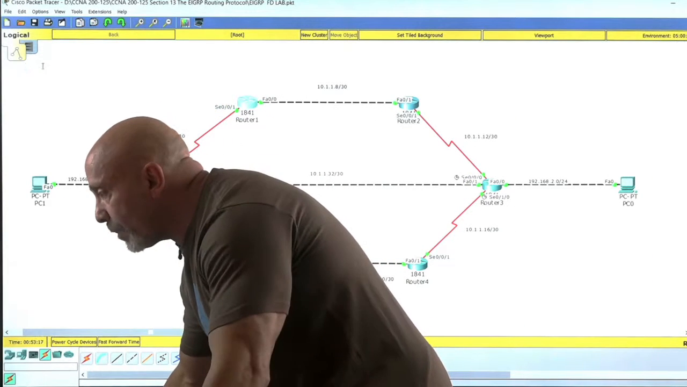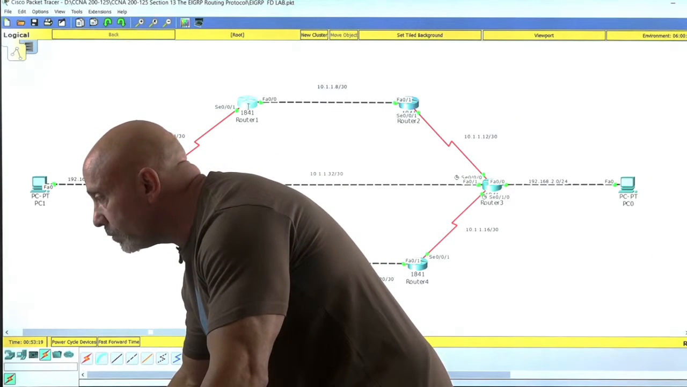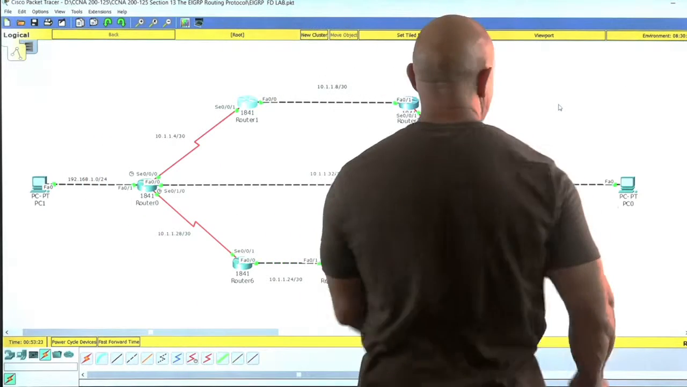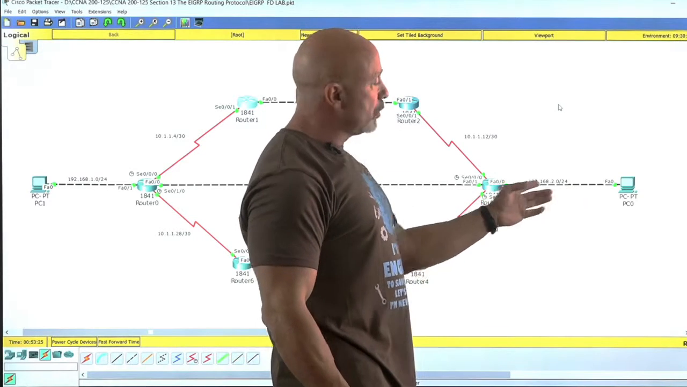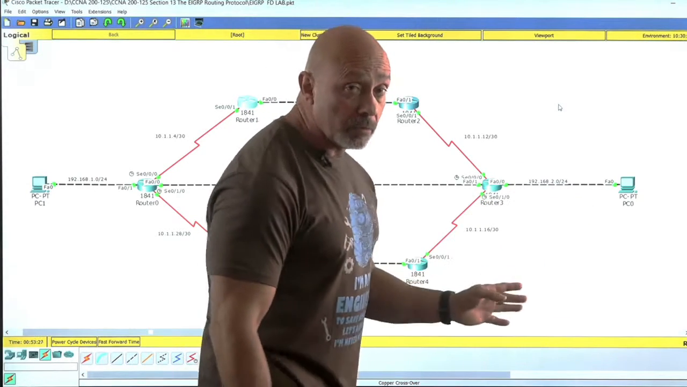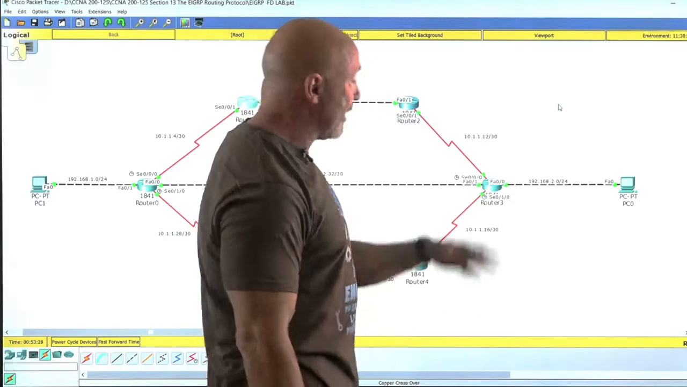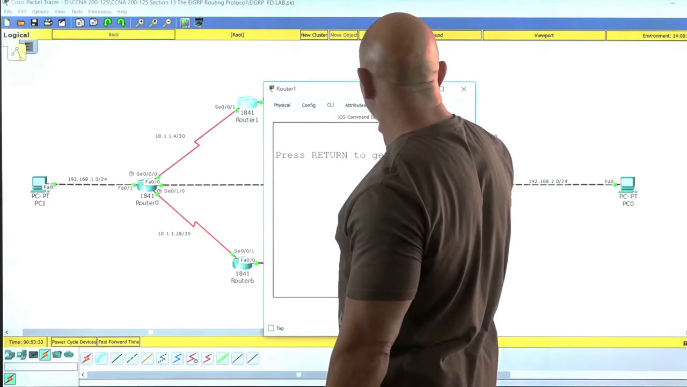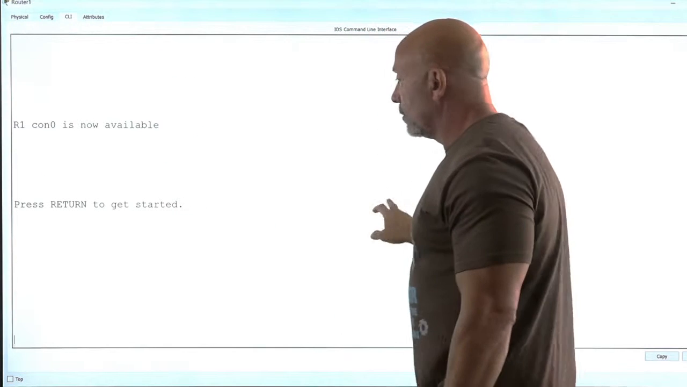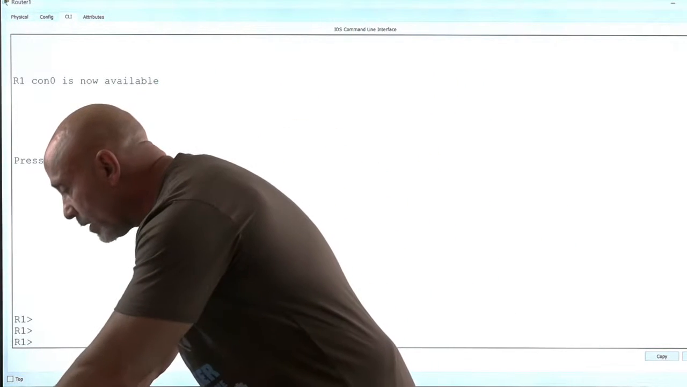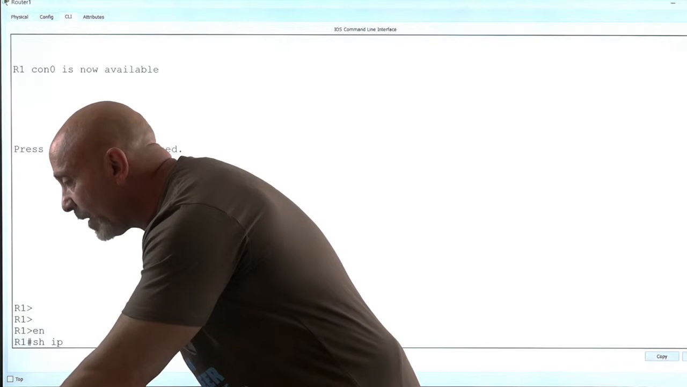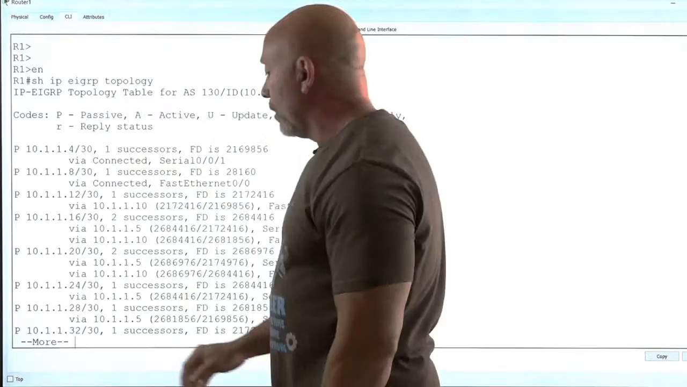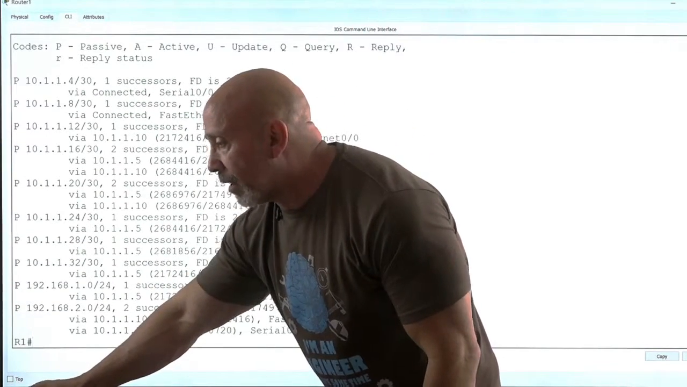All right, and let's bring up router 1. And you can see I added a network here. This is the 2.0 network. I already added it to router EIGRP 130, so it's being advertised. All right, and the same here. So we go to router 1, and let's maximize it. And let's do enable, and let's do a show IP EIGRP topology. Okay, let's get it all out there.